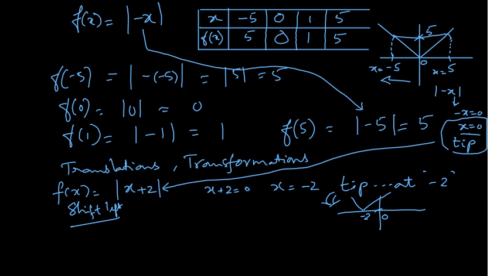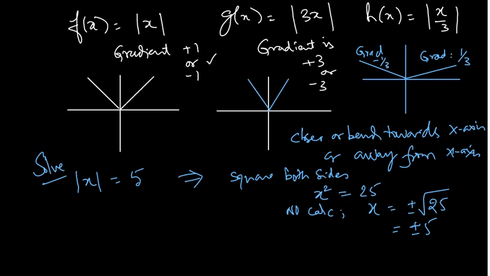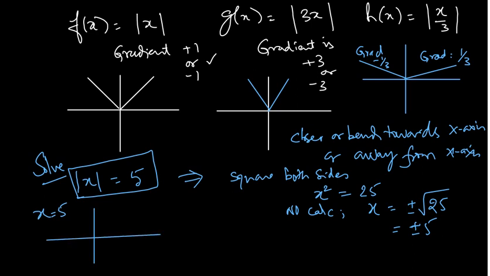Okay, let's go to this one. Mod x equal to 5 is actually nothing but the x equal to 5 line. So the graph of this is not that triangle or Nike symbol. This is x equal to 5. It's just a line.